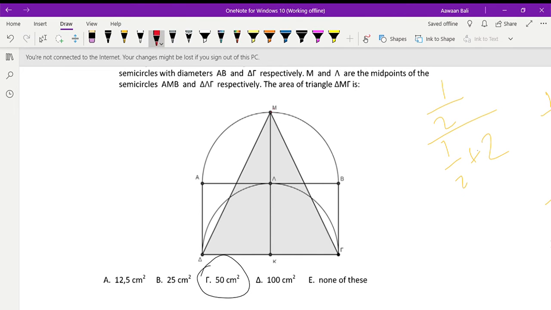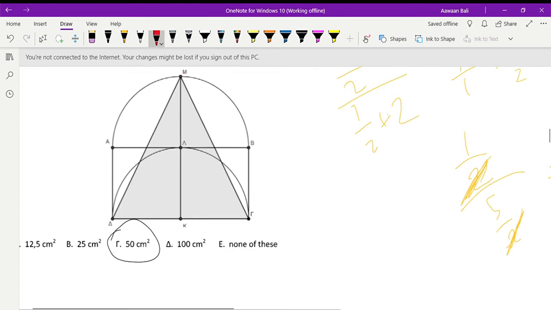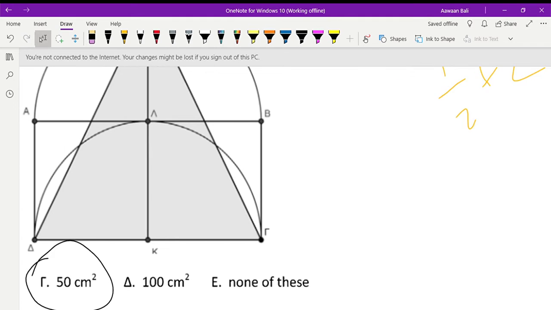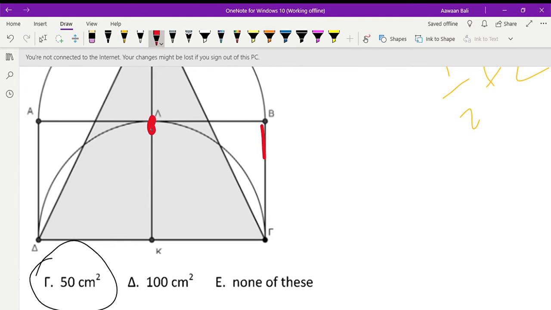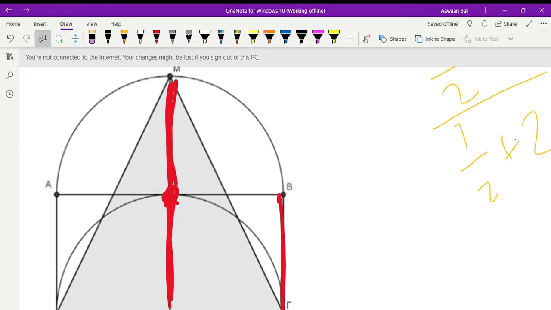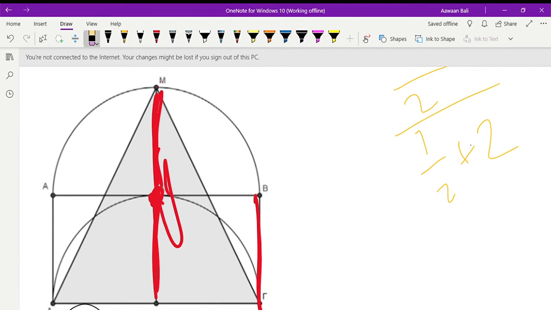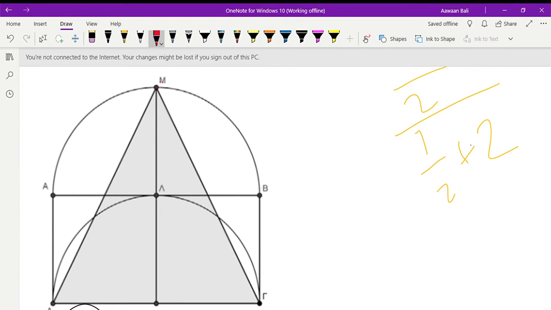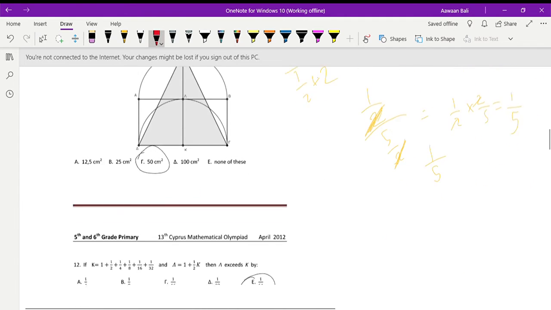But it's not always like that. Sometimes it may work like this, but it's not always like that. But actually, the easier way to do this is that since you know that this is the midpoint and this is 5, then this is definitely 5. Then this has to be 5 as well. So then you can get the 10, and therefore the answer is 10 by 10 divided by 2, which is 50 centimeters squared, gamma.